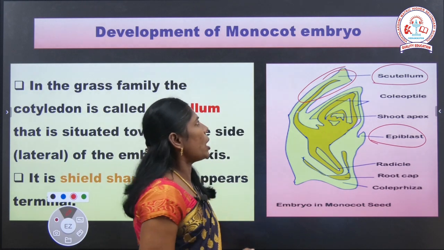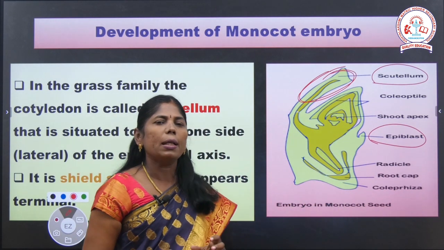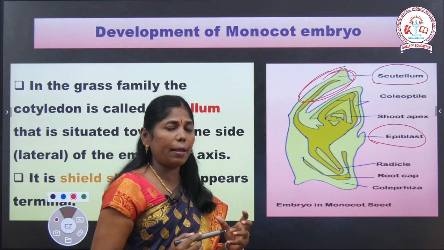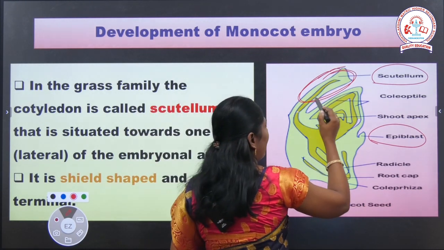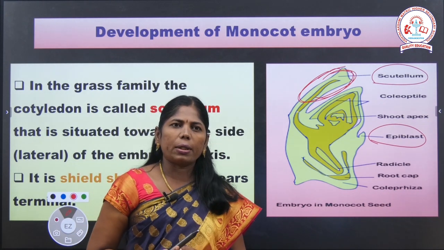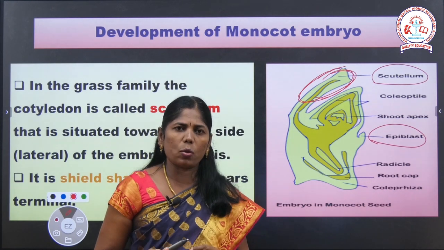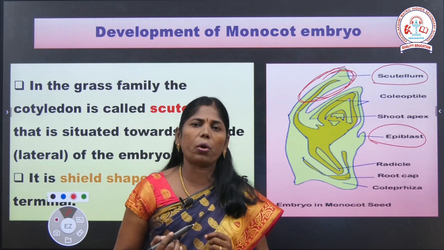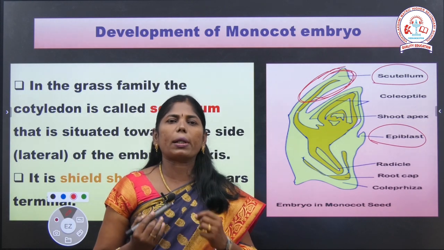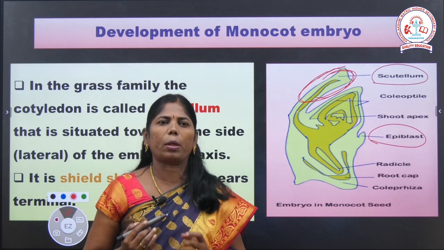The shape of the scutellum is shield shaped, appearing just like a shield, and it is at the terminal region, the apex. So that is the difference. The dicot has 2 cotyledons, while here there is a single cotyledon called the scutellum. The additional one is the epiblast. Epiblast is a very important one-mark question.